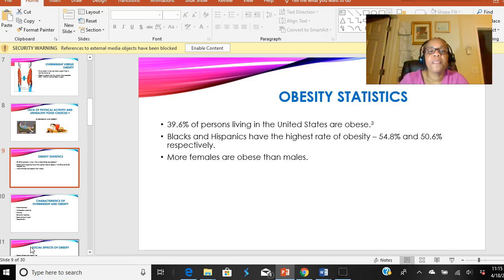Obesity statistics, and reference 3 refers to this. About 40% of persons living in the United States are obese. That's very alarming. Blacks and Hispanics have the highest rate of obesity, 54.8% and 50.6% respectively. And then this is serious. More females are obese than males. This is alarming information about obesity.